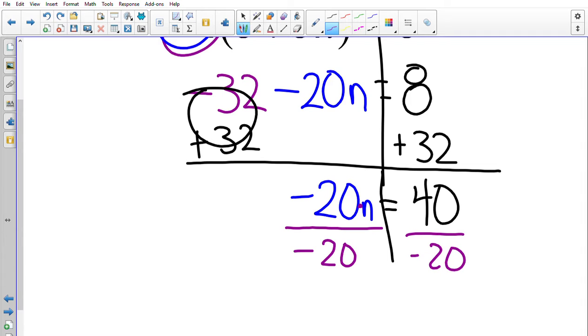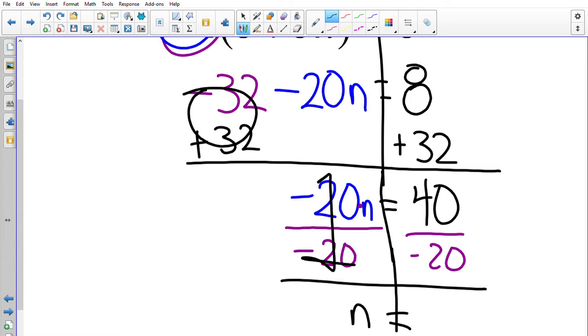A negative divided by a negative, this is critical, a negative divided by a negative leaves you with a positive. And that's our goal. We need a positive n. So negative divided by a negative leaves you with a positive 1. 1 times n is just n equals 40 divided by negative 20. Positive divided by a negative is a negative. Don't lose it in the equal sign. 40 divided by 20 leaves you with 2.